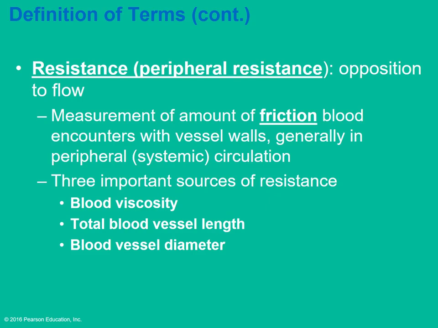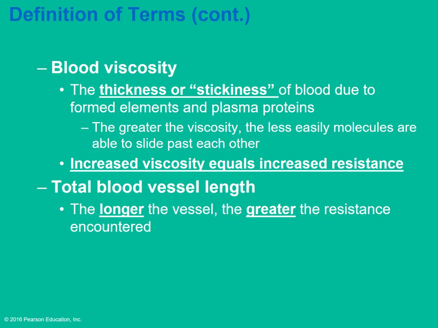Resistance is an opposition to flow. What type of friction does the blood encounter as it's flowing through the blood vessels? That's why, remember, the inner wall is very smooth, to reduce the friction, to reduce that resistance. But there are things that can play a role with the resistance, like blood viscosity, total blood vessel length, and the blood vessel diameter. Blood viscosity refers to the thickness or stickiness of blood.